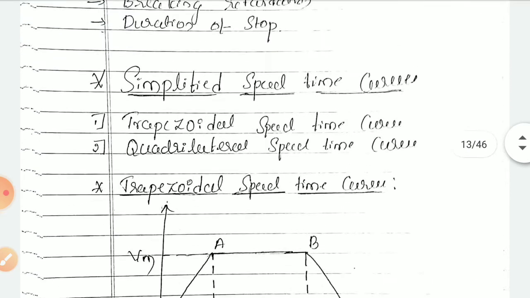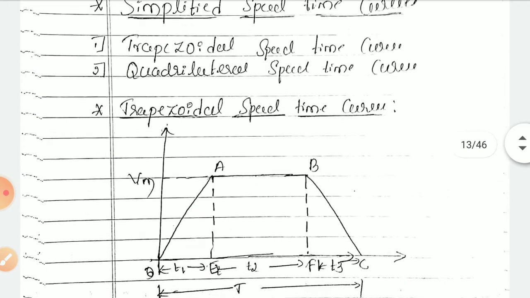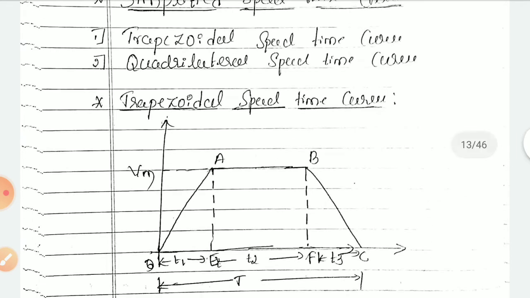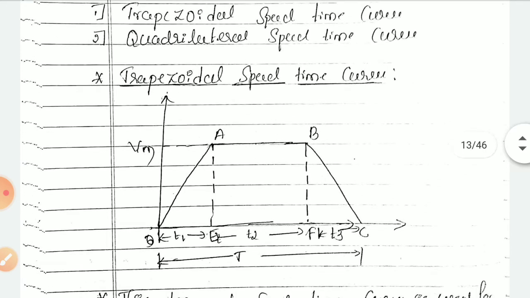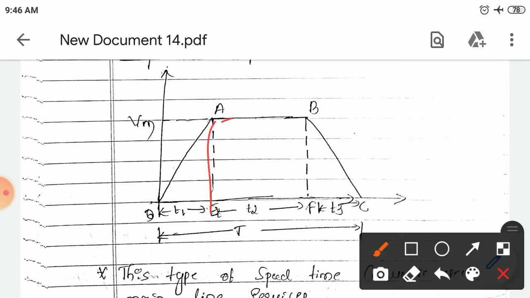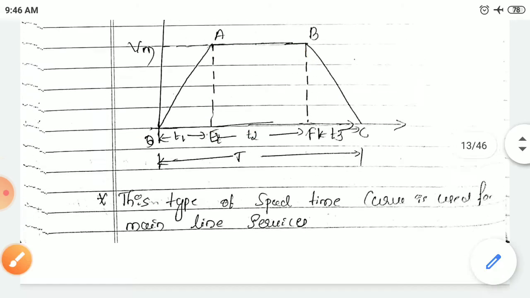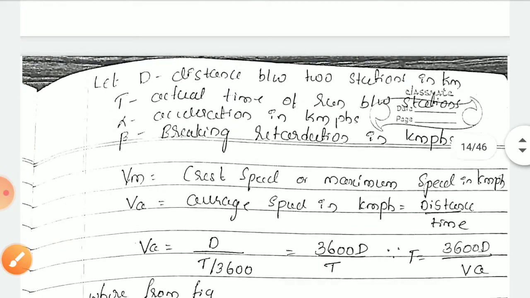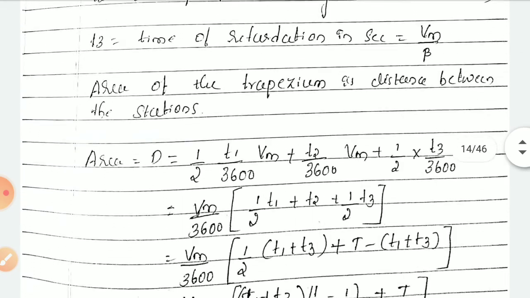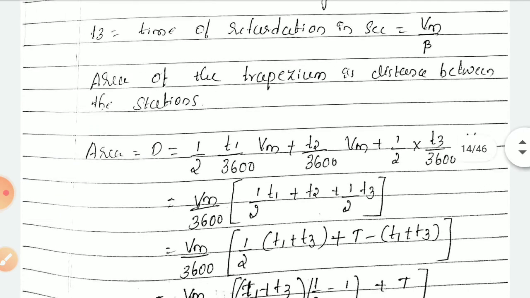So among the simplified speed time curves, we have discussed the trapezoidal speed time curve. The quadrilateral we'll discuss in the next video, but here it's a sum of the area of the triangle plus the area of this and the area of this. So we'll give you the distance between this. Based on that, we have made some assumptions here. So distance and other things, we have made some assumptions. Then the area of the trapezium is the distance between the two stations.